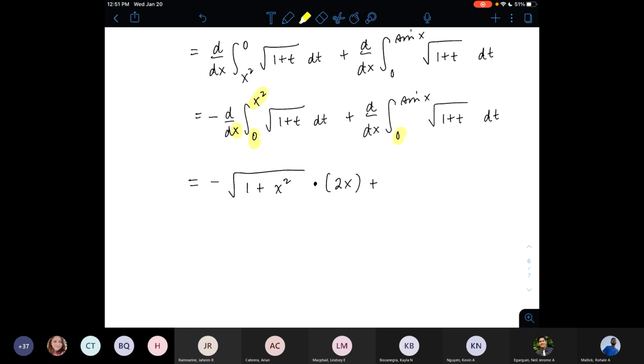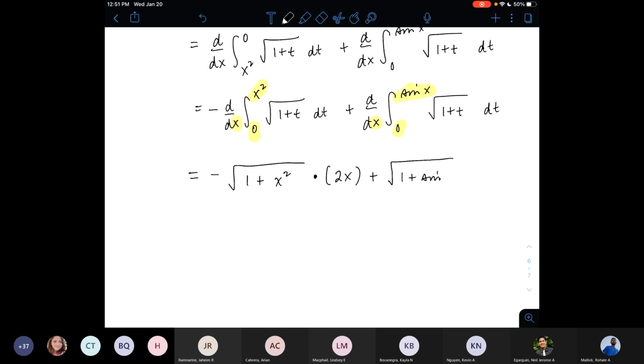The lower bound is a constant. The upper bound is a function, which is different from the variable of integration. So keep in mind, I need to use the chain rule. But how do I do that? Again, I copy the integrand, but instead of the variable t, I'll evaluate it at the upper limit, which is sine x.